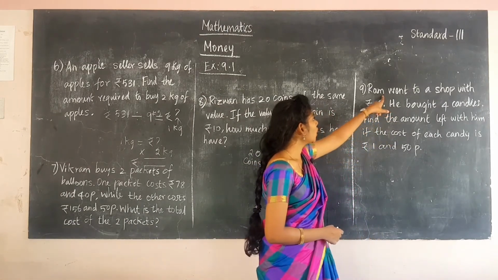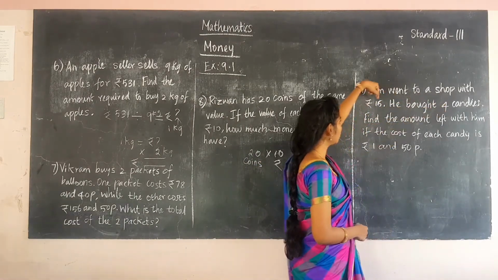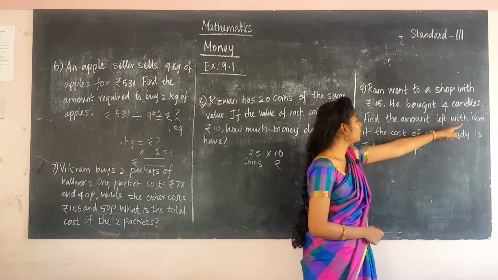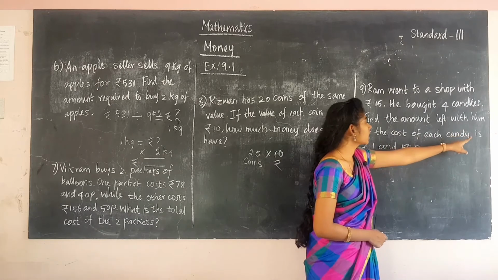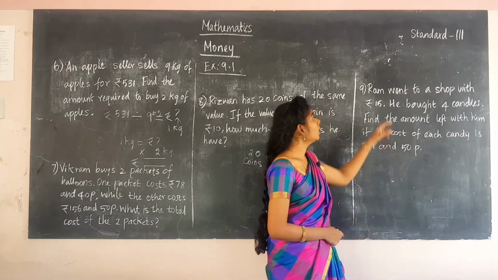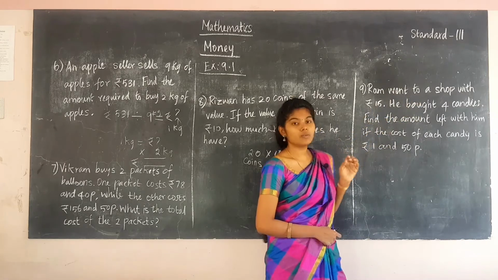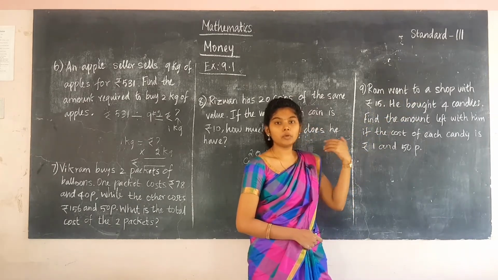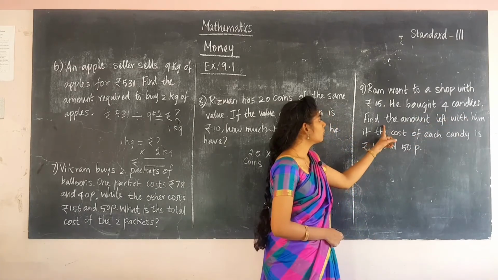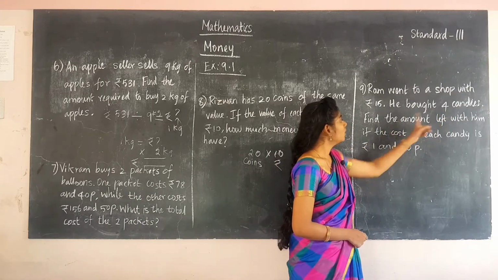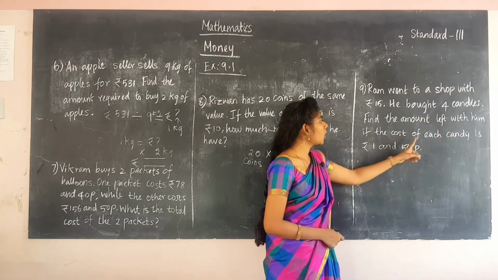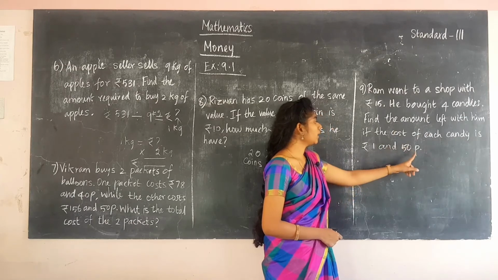And next one, Ram went to a shop with rupees 15. He bought 4 candies. Find the amount left with him, if the cost of each candy is rupees 1 and 50 paise. So Ram went to the shop with 15 rupees, and he bought 4 candies. We are going to find the amount left with him.